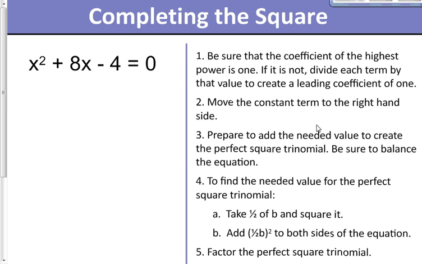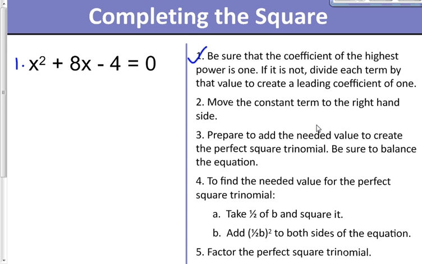Okay, so if we take a look at the steps for completing the square, we're going to just do one kind of easier example just to get started. So part one is asking you to always take a look at your leading coefficient and make sure that it is equal to 1. And if it's not, then we have to divide each term by that. So as we start here, we can see that x squared just has a coefficient of 1, so we don't have to worry about step 1.